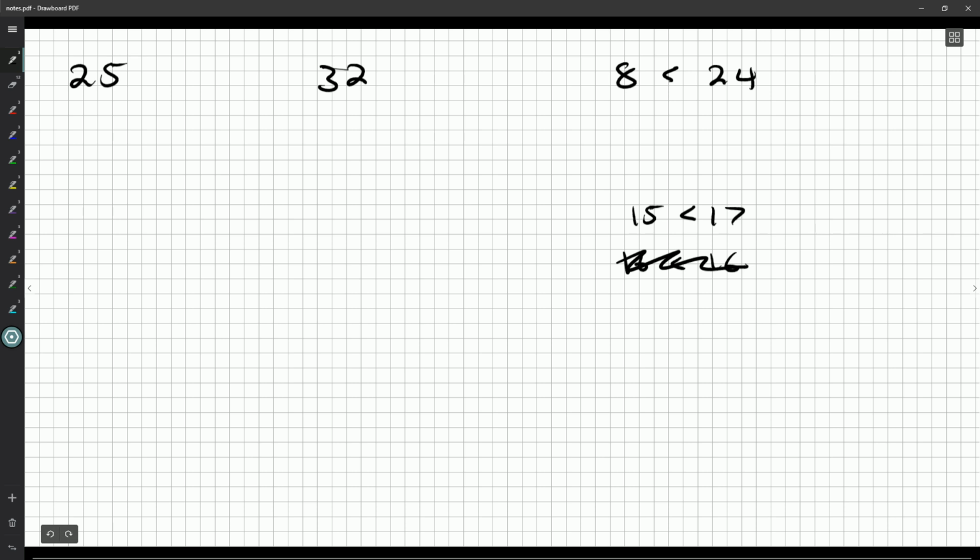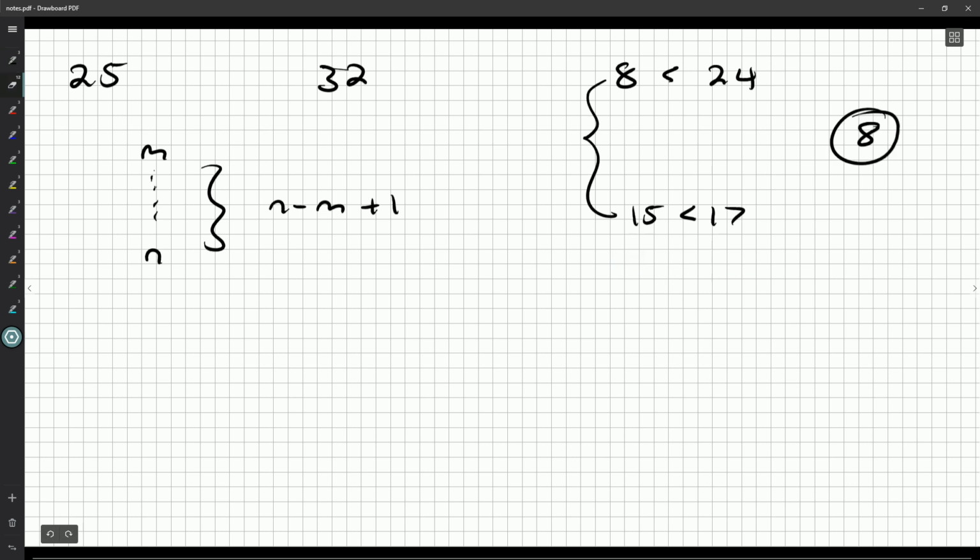Still get 32. So how many numbers are there from 8 to 15 inclusive? Well, 15 minus 8 is 7 plus 1. Anytime you're trying to figure out how many numbers between m and n, as long as you're allowed to include the endpoints, it's always n minus m plus 1. So 15 minus 8 is 7 plus 1. There's going to be 8 of these. I don't actually have to write them all out as long as I trust my calculations.